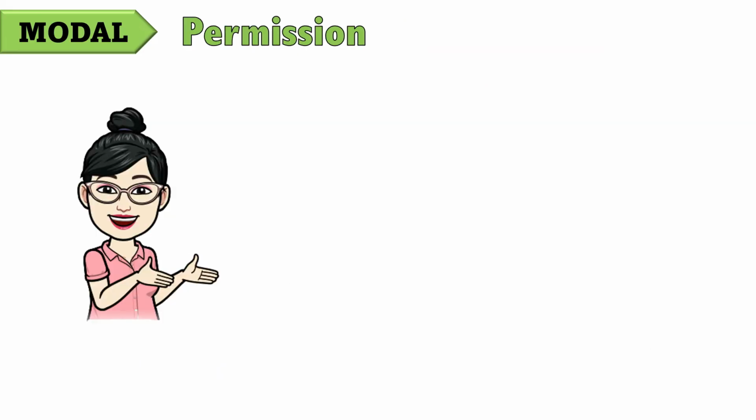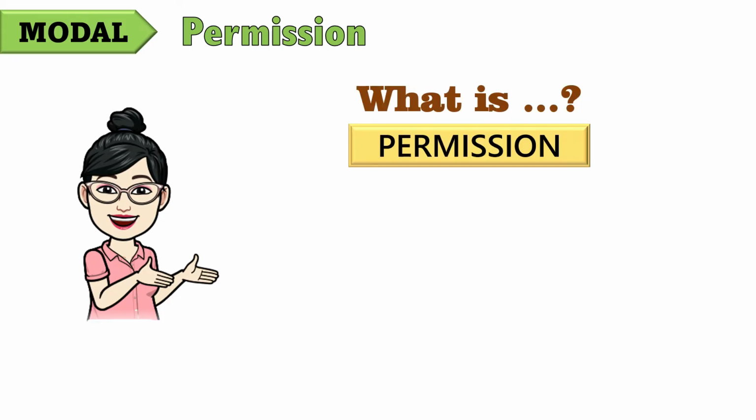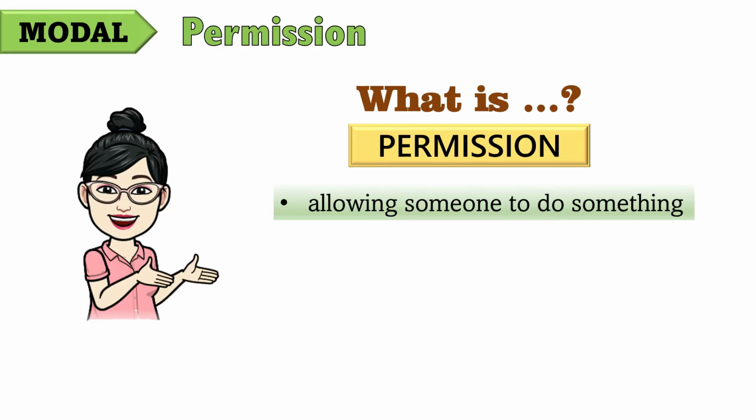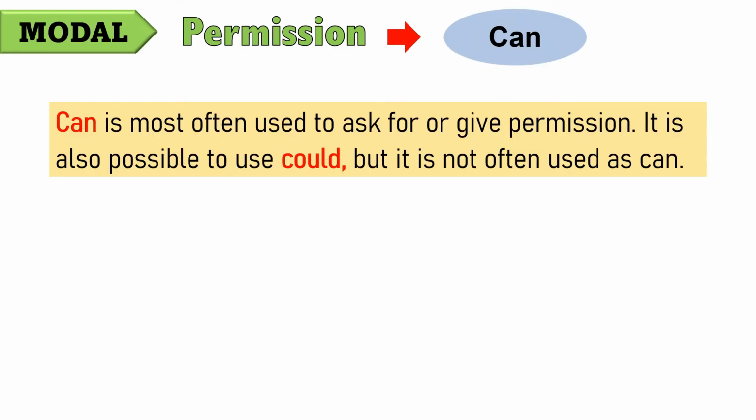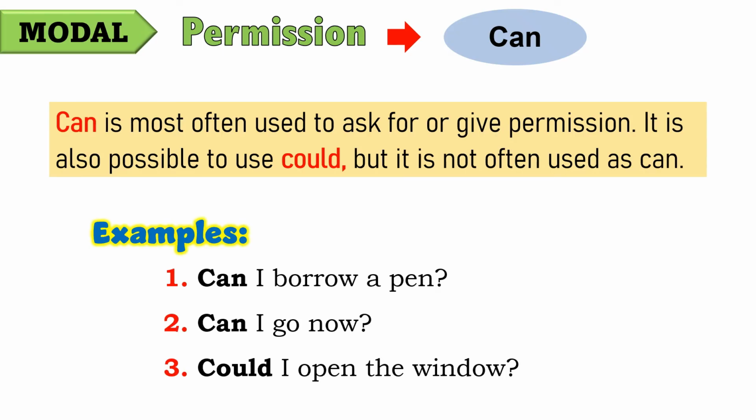And lastly, modals of permission. Permission means allowing someone to do something. And the modals we use for this purpose are can and could. Can is most often used to ask for or give permission. It is also possible to use could, but it is not used as often as can. Examples: Can I borrow a pen? Can I go now? Could I open the window?